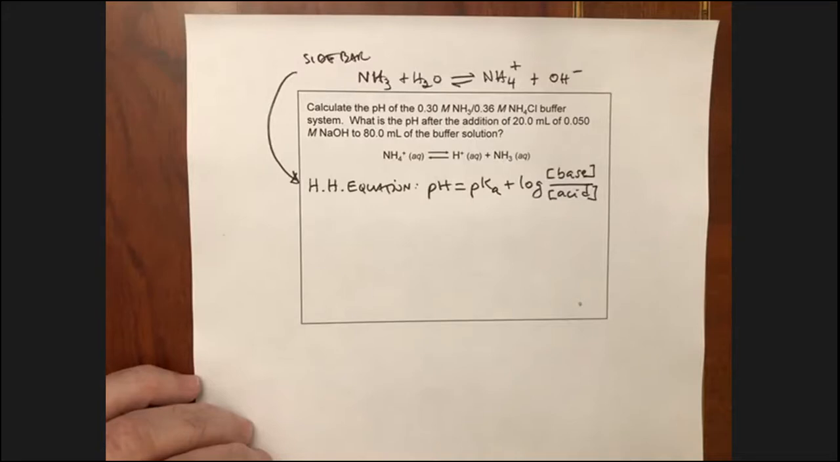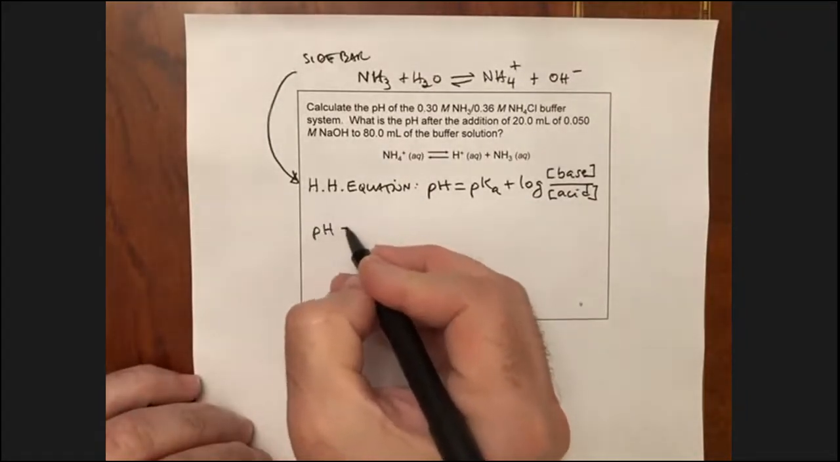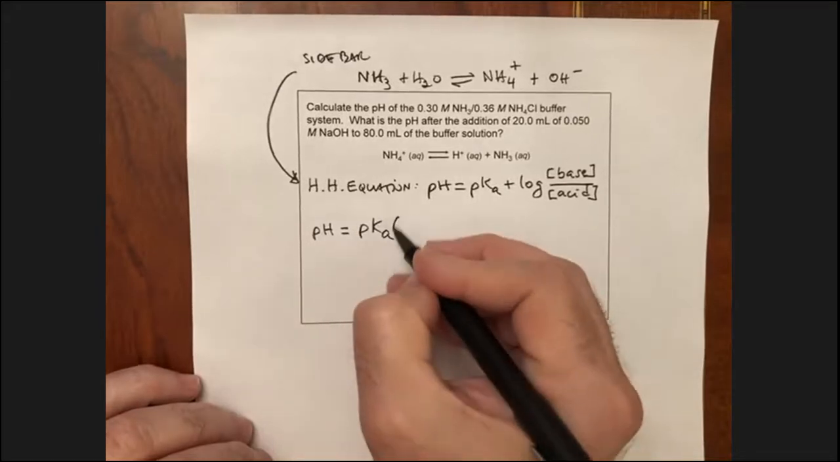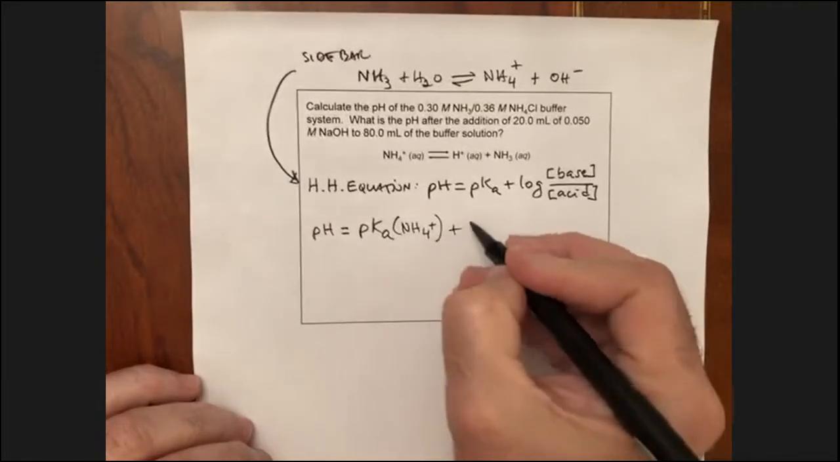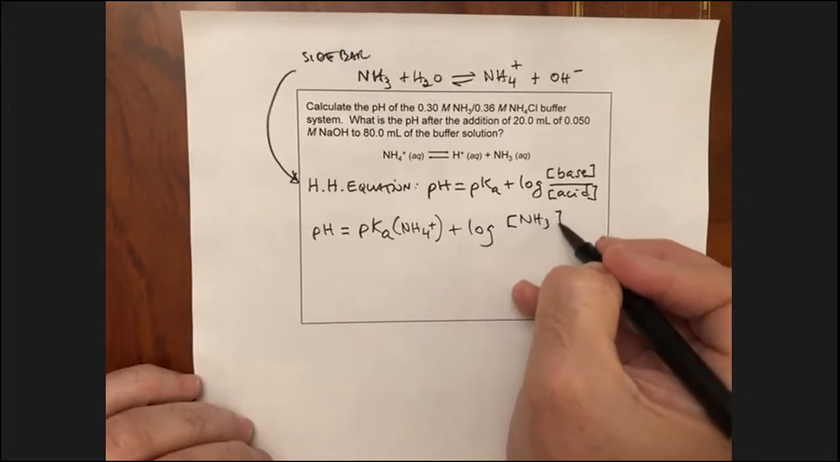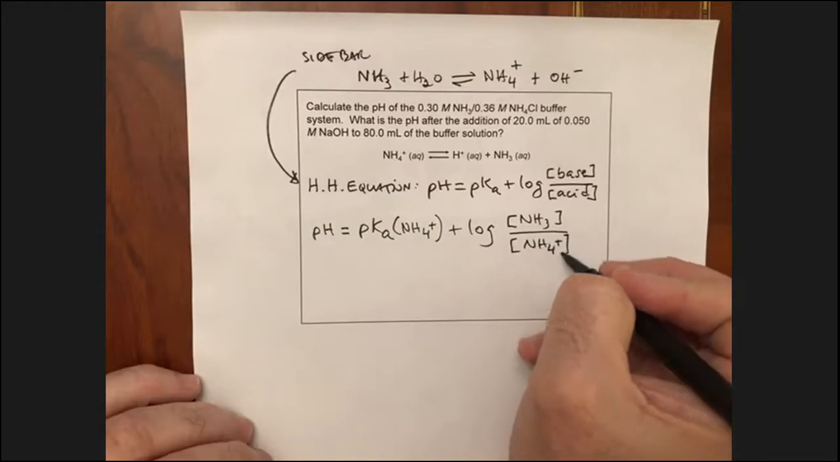So I recommend that you always write the equation in the direction of the acid ionizing into the base, okay? So that's the way it works. So pH would be pK, and remember, this would be the pKa of ammonium ions plus the log of NH3 molarity over NH4+ molarity.